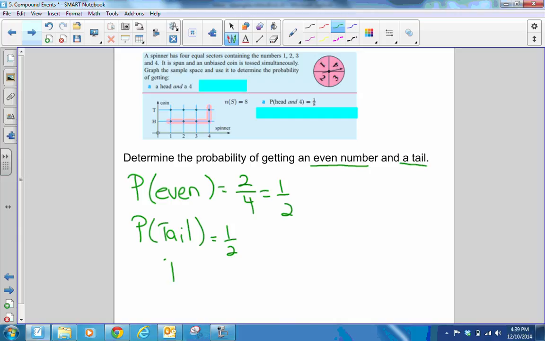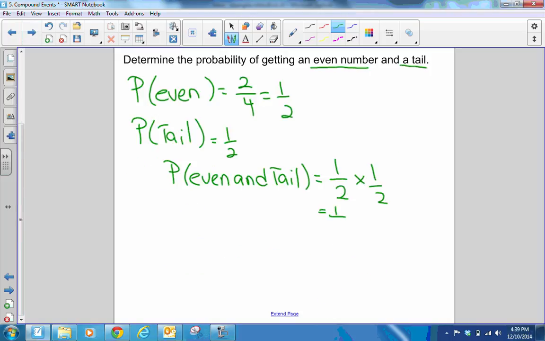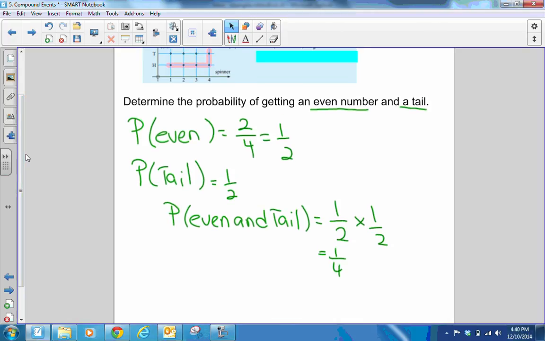Now, if I want to have an even and a tail, I just need to multiply them together. So a half times a half, which is 1/4. So the probability of having an even number and a tail is 1/4.